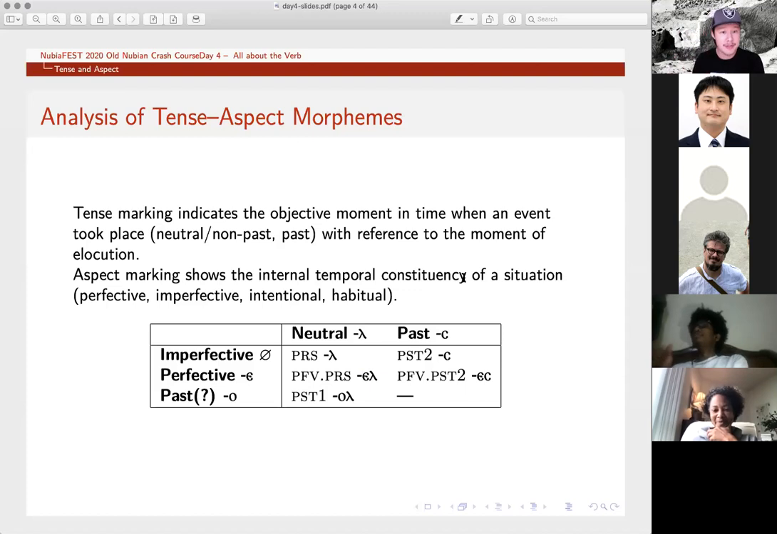But to come back to this table, these are the, let's say, five different ways in which Old Nubian encodes tense and aspect. Originally, there are a lot of other suffixes that start doing similar things, and we'll get to those as well. But this seems to be, say, the original matrix.